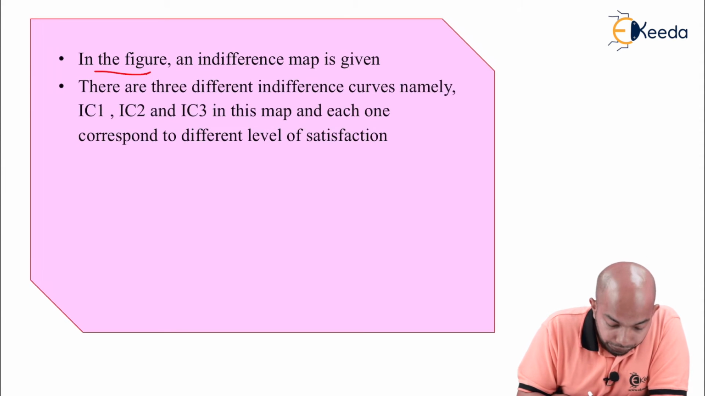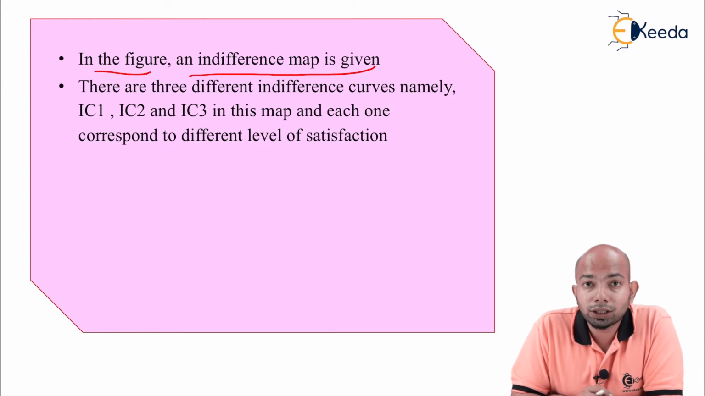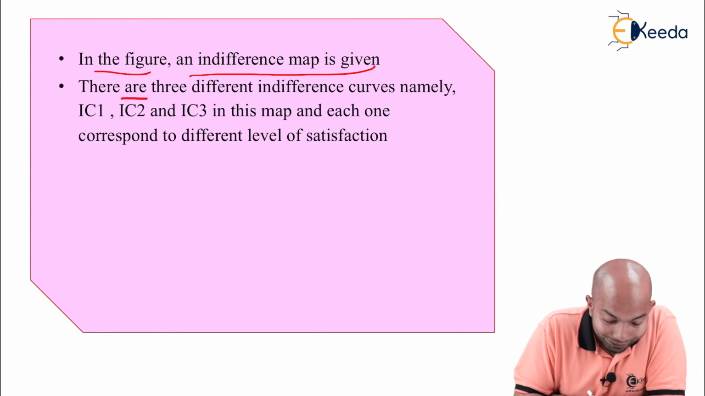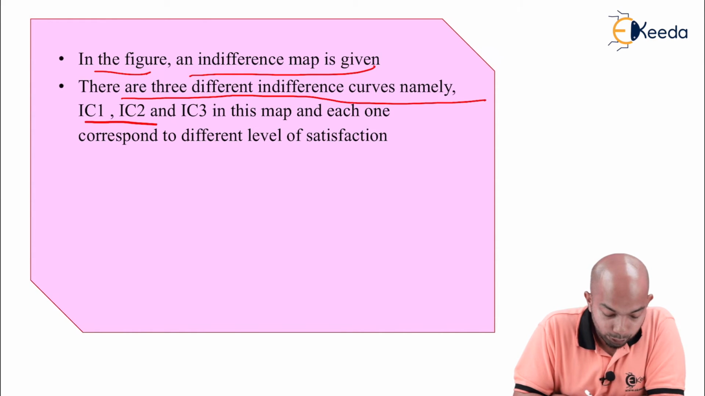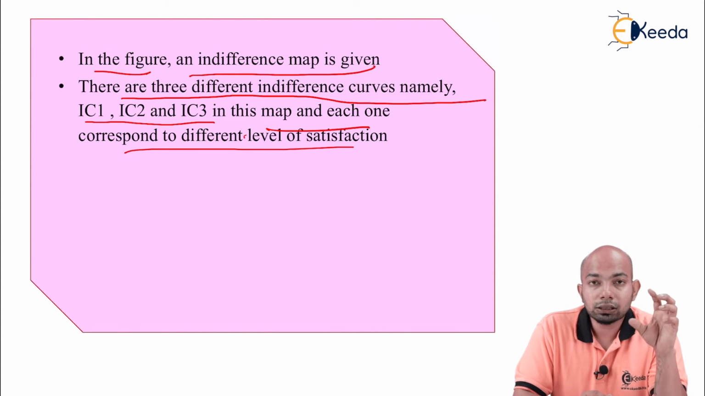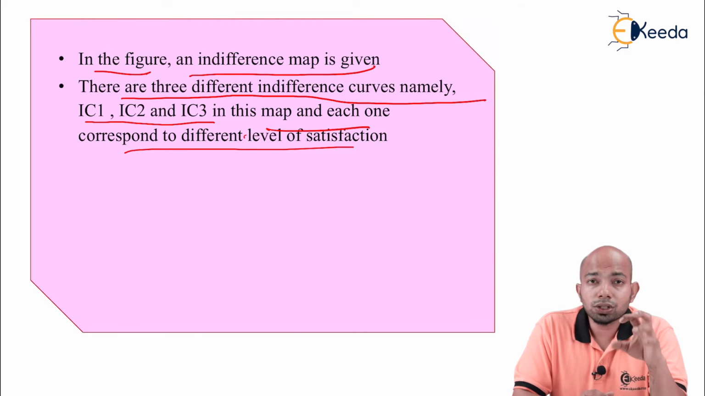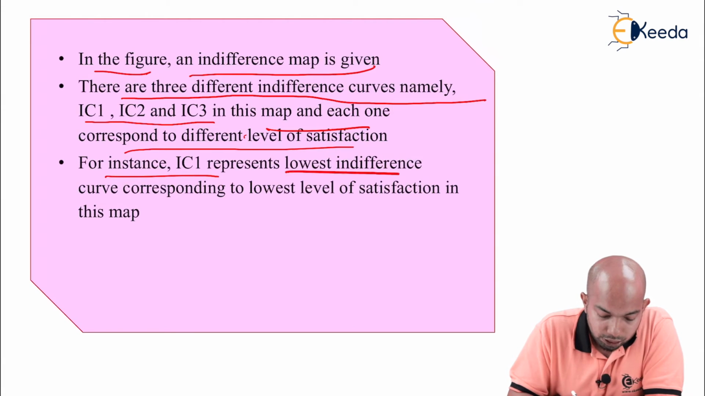In the figure, an indifference map is given. There are three indifference curves, namely IC1, IC2 and IC3, in this map, and each one corresponds to a different level of satisfaction. Every curve shown in this picture gives you a different level of satisfaction for good X, good Y, or any of the goods that we will be discussing. For instance, IC1 represents the lowest indifference curve, corresponding to a lower level of satisfaction.